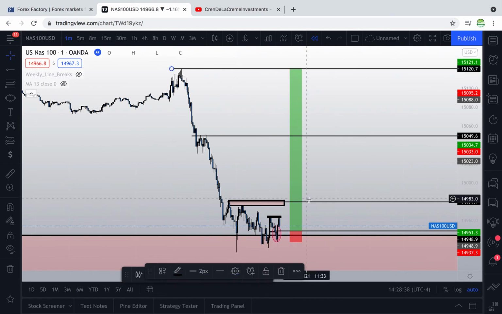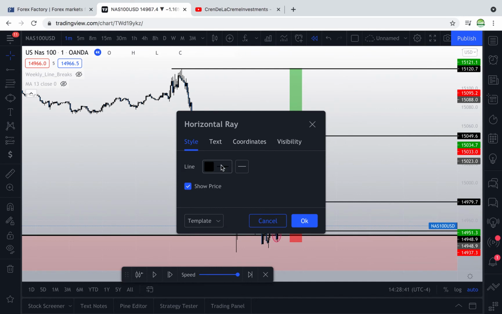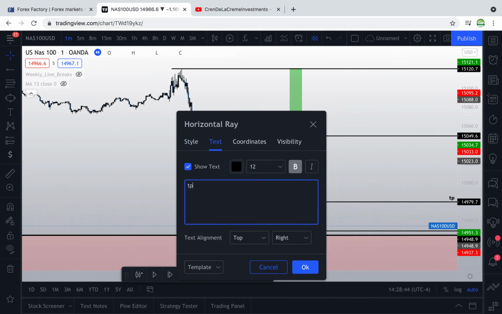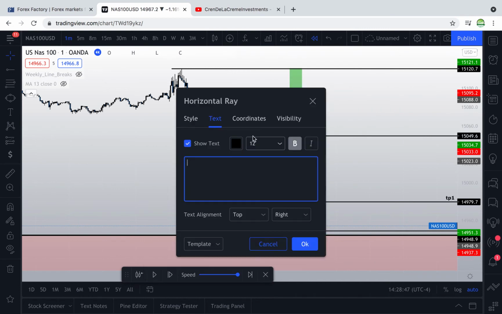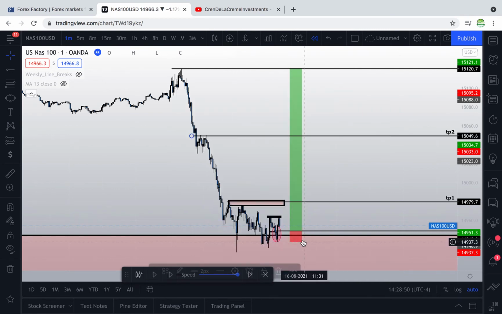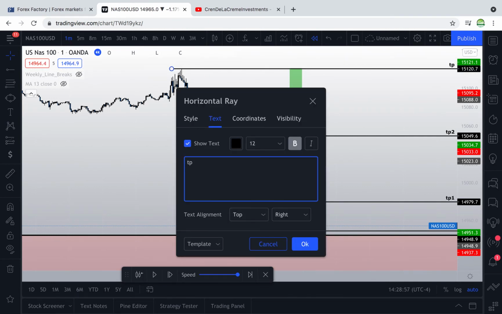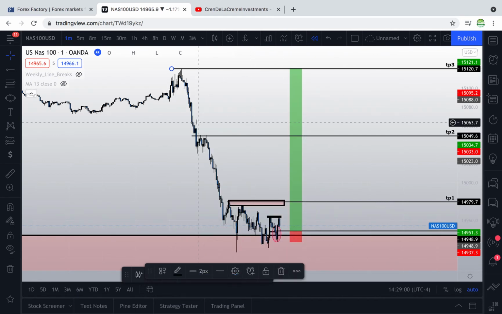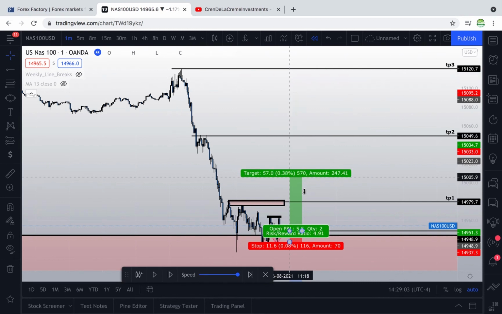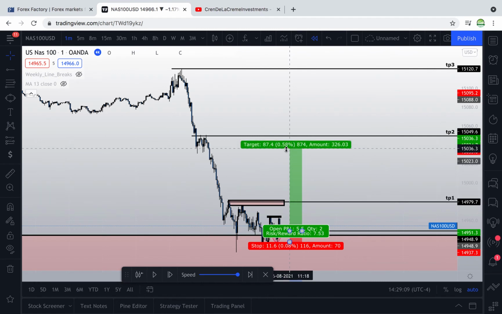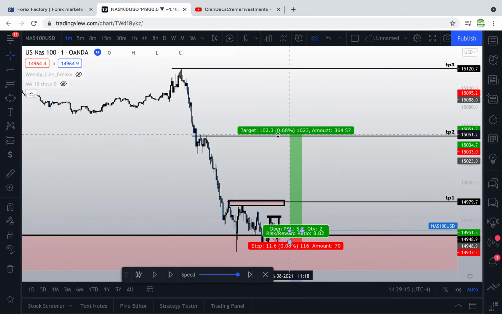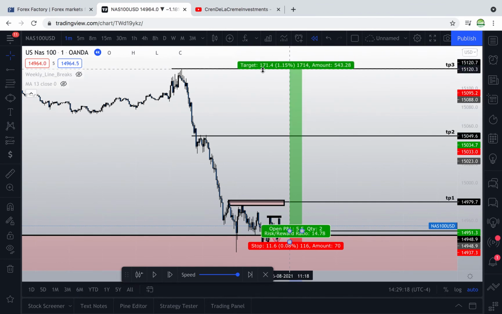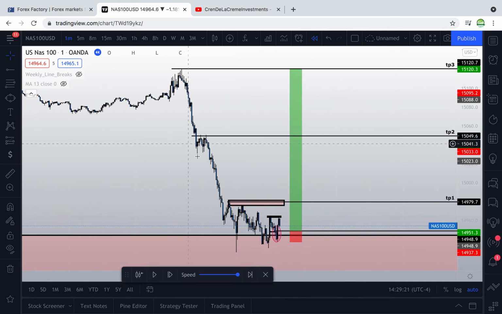Okay, so now let me write this: TP1, TP2, and last but not least, TP3. Okay, so first take partial at about a 2.6 to 1. Second take partial at these highs, about an 8 to 1, almost a 9 to 1, and last take partial at about a 14 to 1. Okay. All right, so we're going to go ahead and play this out.